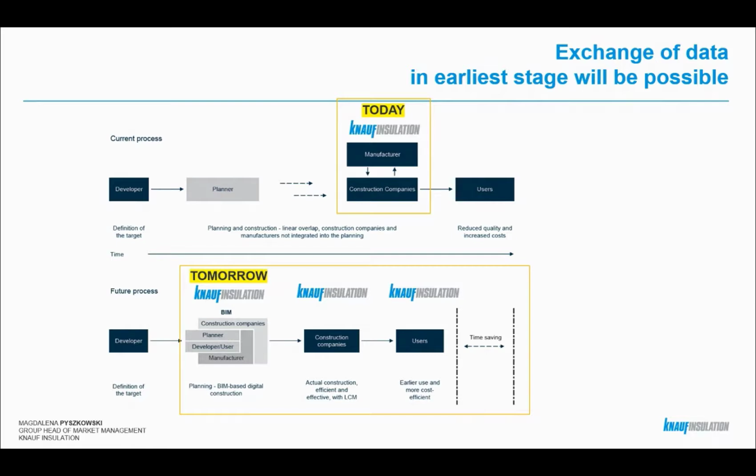process, and with the exchange of information and data flow, it will be possible for us to bring a specific solution for a project that meets the requirements of the project. So we will be able to bring our knowledge earlier in the process. And this is what it is about, in fact: how we can become, as a manufacturer, partners for the different stakeholders.